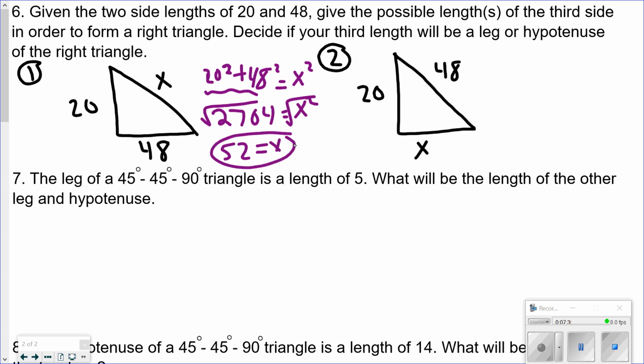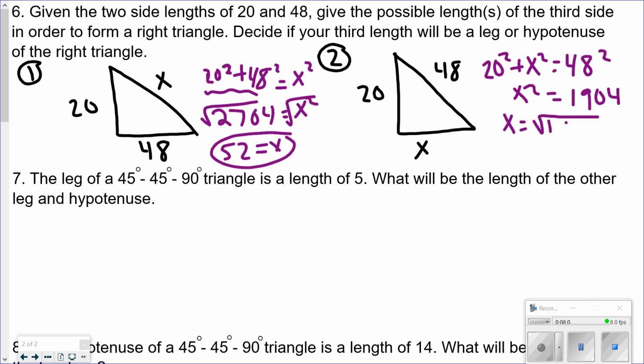Let's look at our second scenario. If x is a leg, I would then have 20 squared plus x squared is equal to 48 squared. Subtract 20 squared from each side. x squared is equal to 1,904. So x is equal to the square root of 1,904. If I wanted to approximate that to one decimal place, x would equal 43.6.